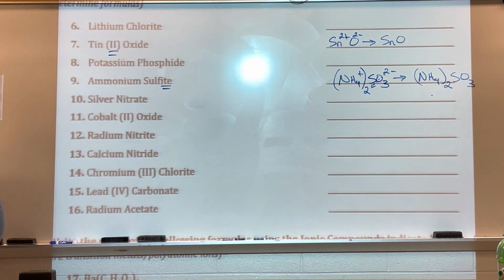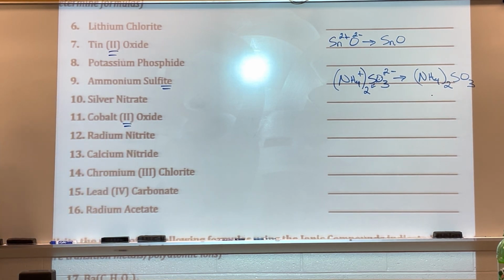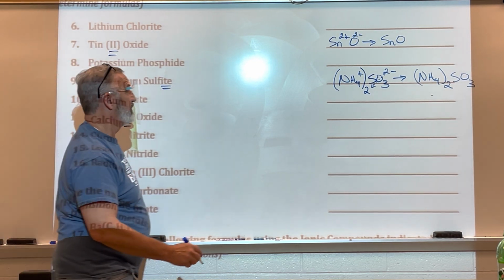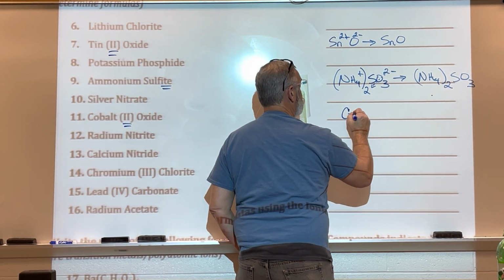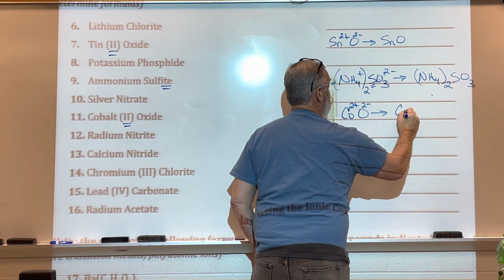All right, number 11, cobalt 2, again a Roman numeral 2. So, Olivia, tell me what we get on this one. What's the final answer that you got? CoO. Because Co is 2 plus, O is 2 minus, so it's just going to be CoO.